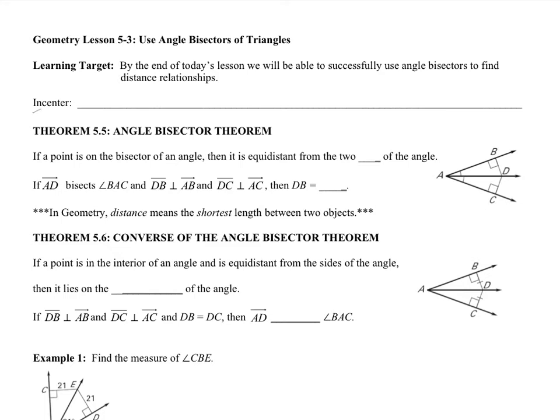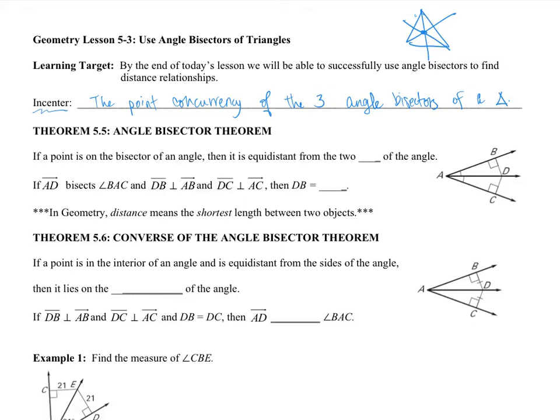The incenter is the point of concurrency of the three angle bisectors of a triangle. So basically, if this were the angle bisector here, and this point will be the incenter. And I will talk a little bit more about the incenter when we get to theorem 5.7.